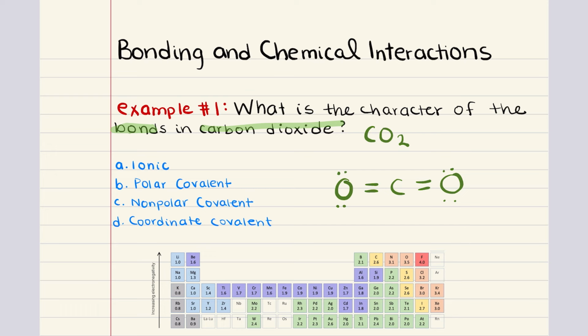Now, if you're looking at this molecule, you realize that the bonds in carbon dioxide are the carbon oxygen bonds. And this problem is trying to ask us, well, what kind of bond is a carbon oxygen bond? And for us to answer that, we would have to rely on the difference in electronegativity between these two atoms. Oxygen has an electronegativity of 3.5. Carbon has an electronegativity of 2.6. So all we have to do is take the difference. 3.5 minus 2.6 gives us a 0.9. All right, gives us an answer of 0.9.